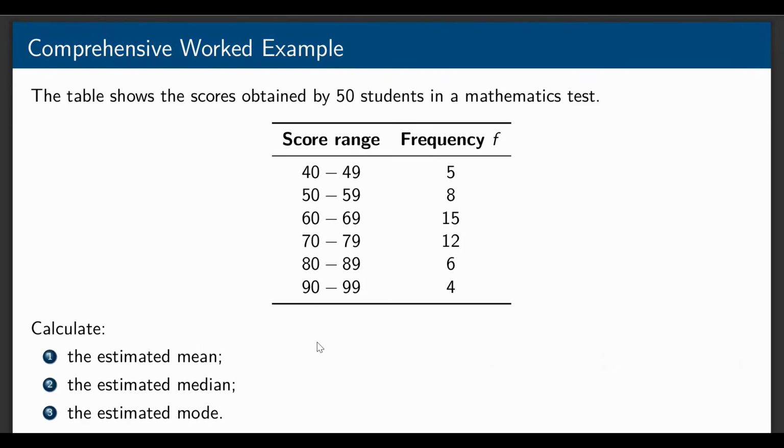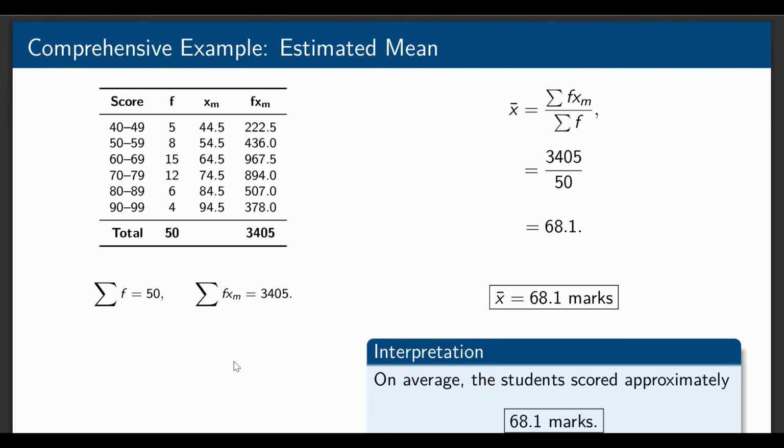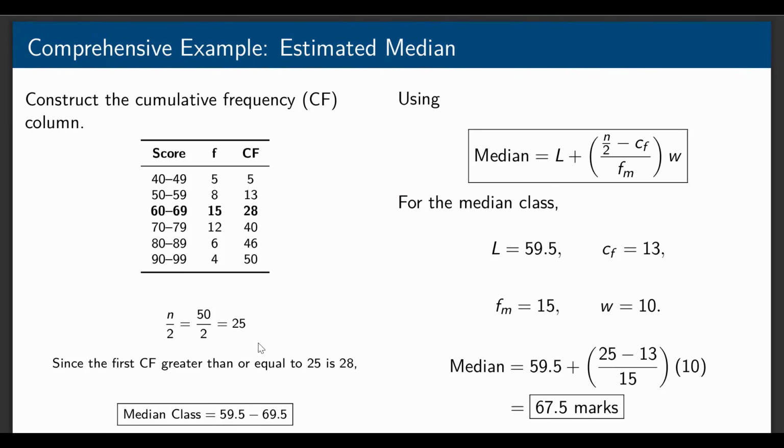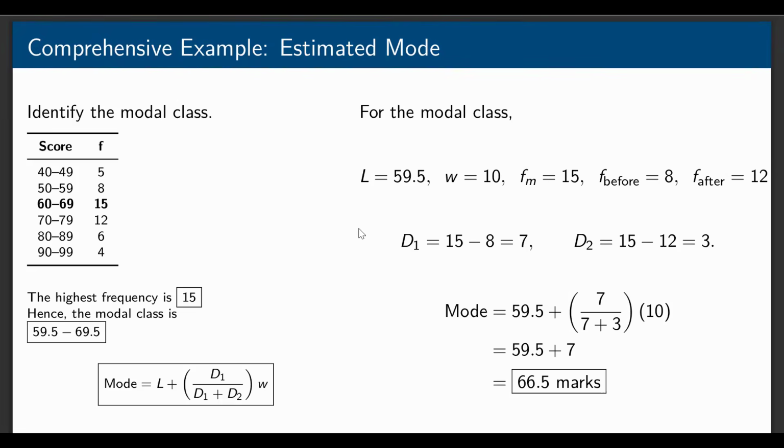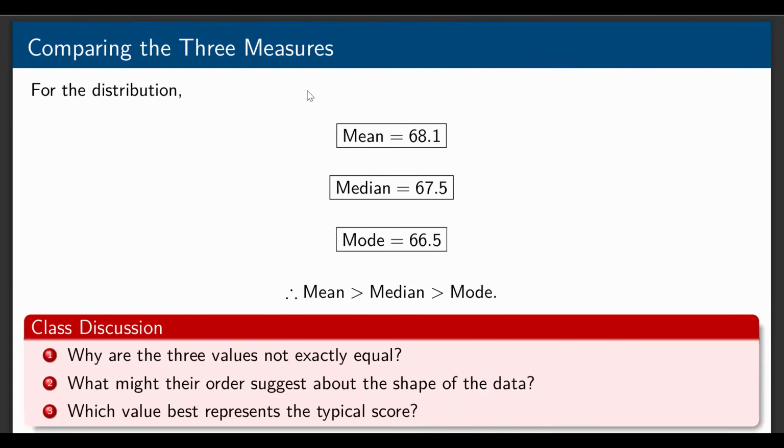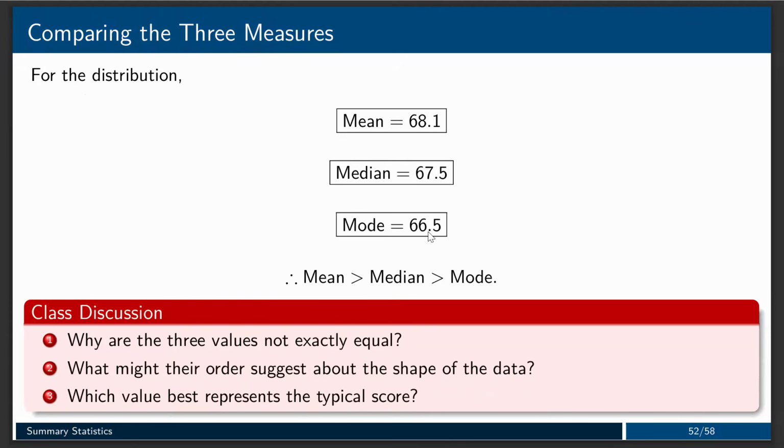So here are some examples. You have a table, estimate the mean, the median, and the mode. And here are the solutions. So you can try it and then check the solutions to see if you're on track. We have the estimated mean, the estimated median, and the estimated mode. For this particular example, the mean is found to be 68.1. The median is 67.5 and the mode is 66.5.